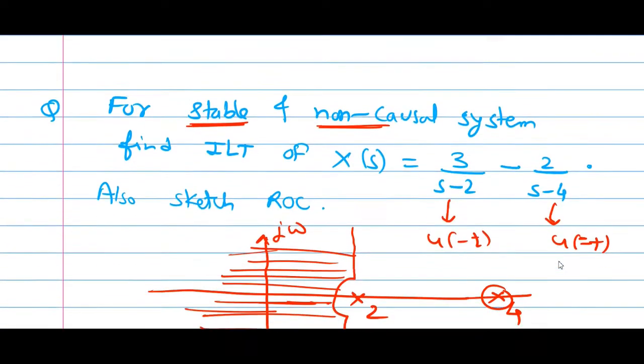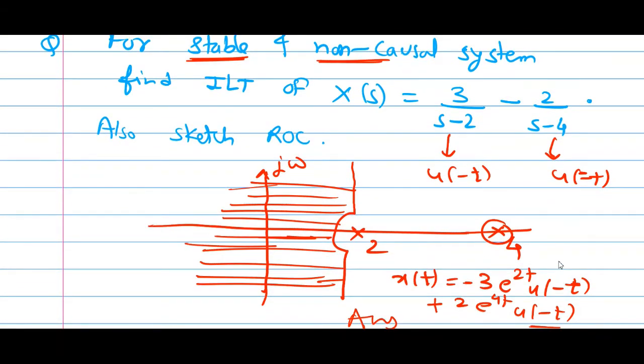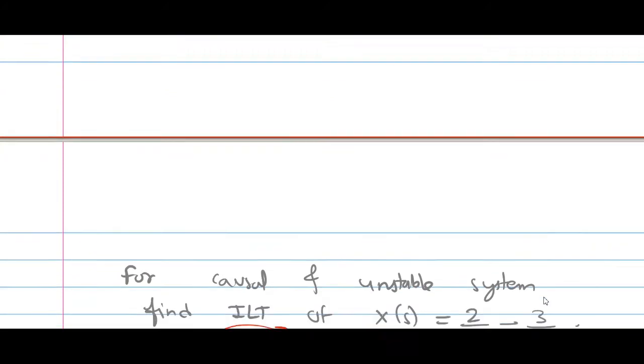Now for the next problem also we will check stable and non-causal. So our answer is here plus sign, here minus sign, opposite sign means stable; here plus sign, here minus sign, again opposite sign means stable. So it is nothing but stable and non-causal, because of u of minus t it is non-causal. So our answer might be correct.